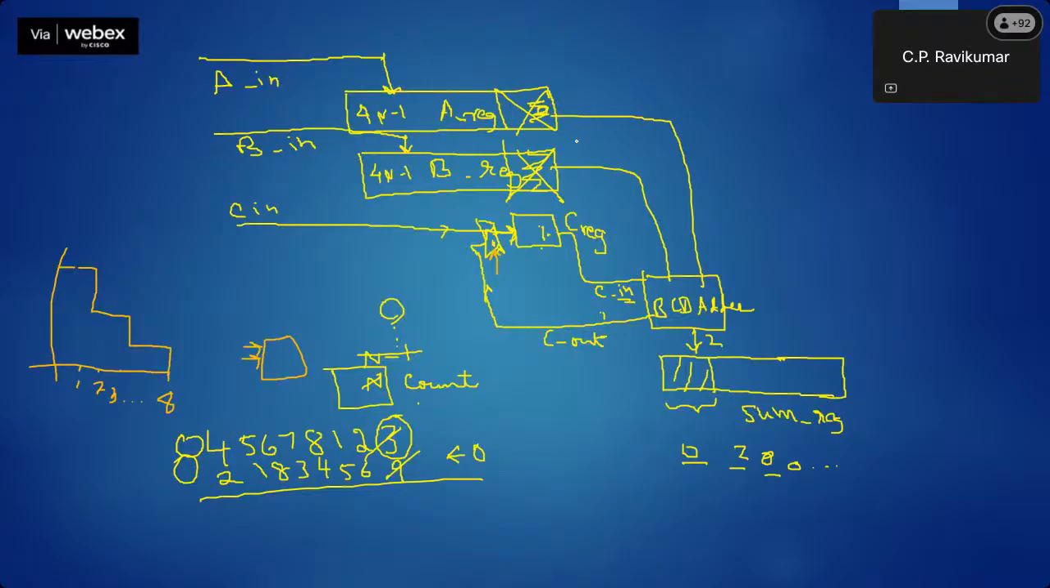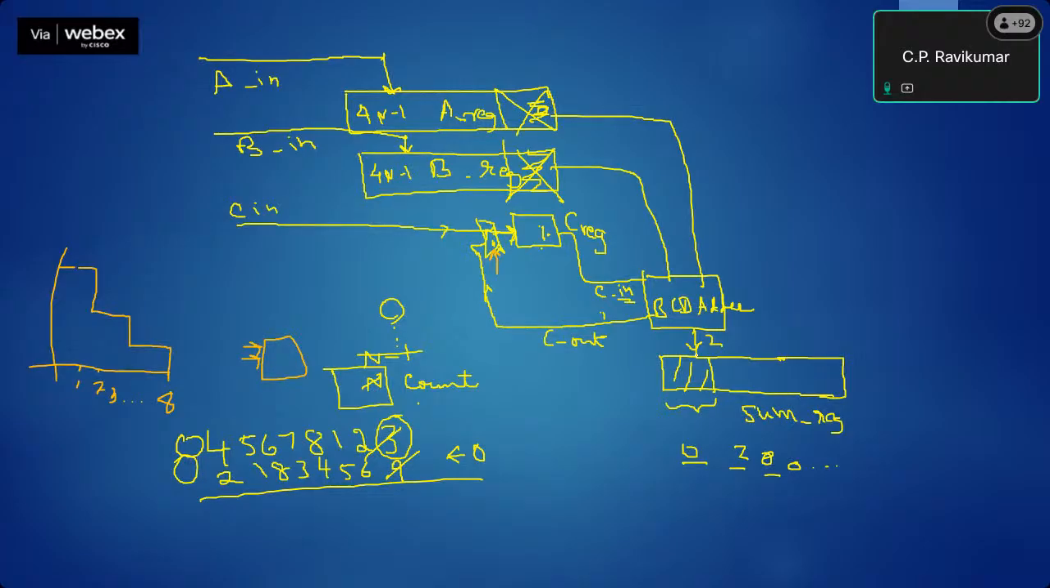So to repeat, I load my 32-bit number into a register. Similarly, A and B are both loaded. C is also loaded in a 1-bit register. Then there is a BCD adder which adds the least significant 4 bits. That is this BCD digit. And the output of this gets loaded into the sum.